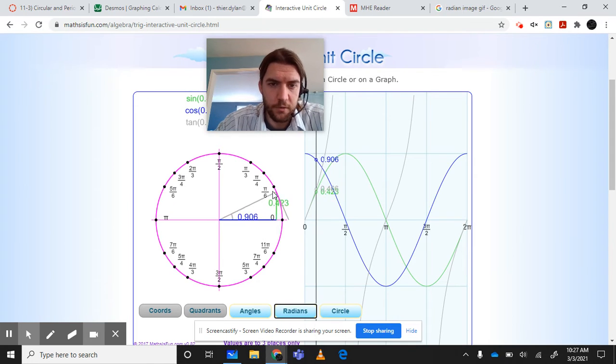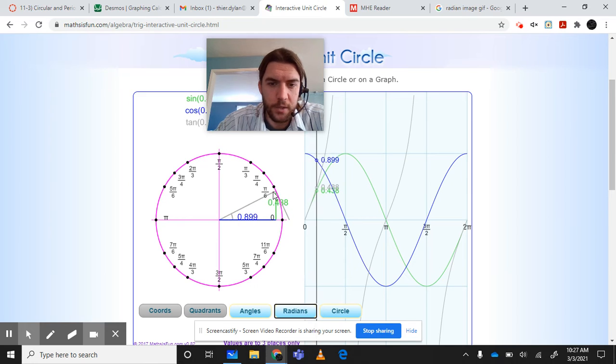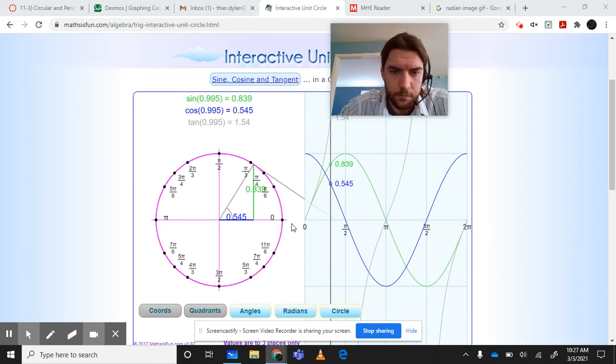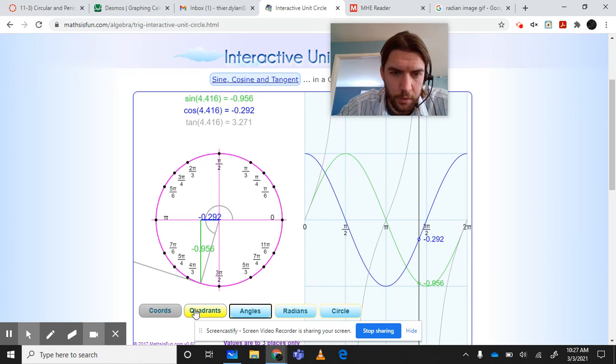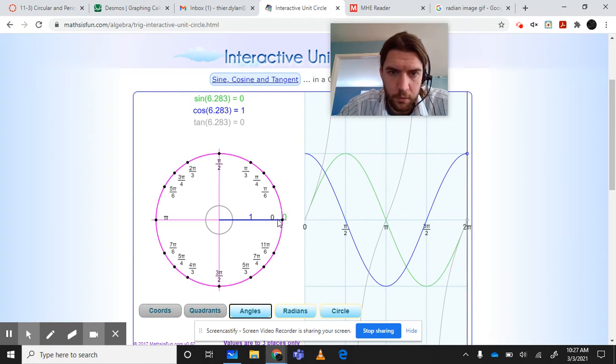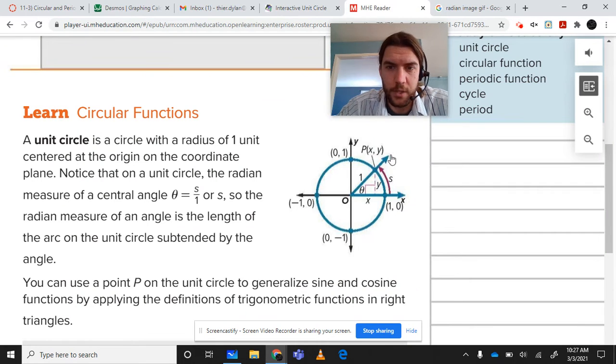So they're saying that on the unit circle, in summary, whatever the angle is in radians is also the arc length. Those will be identical on the unit circle. So this angle here will be the same number as this arc length.